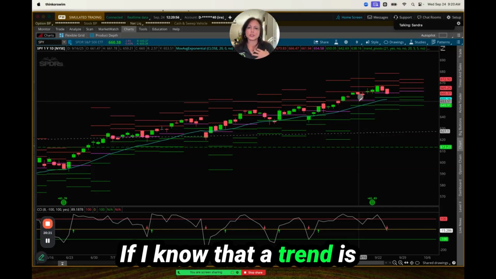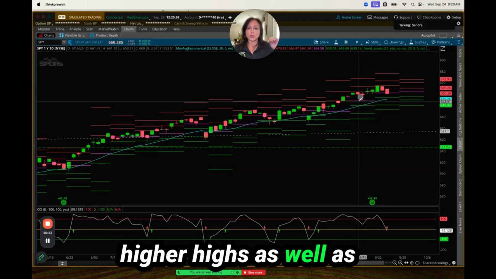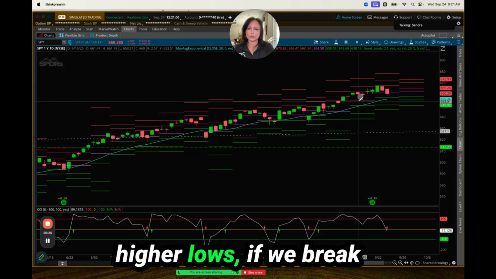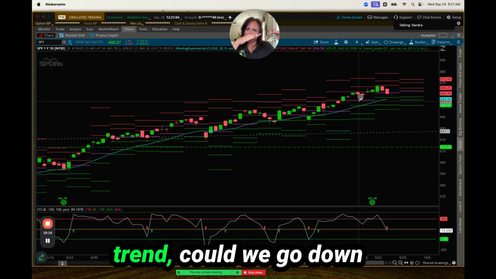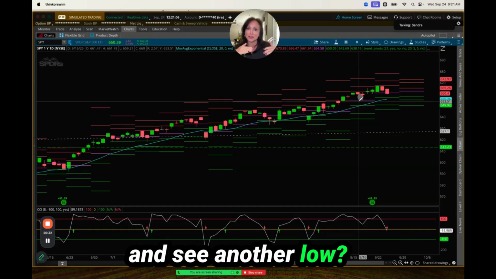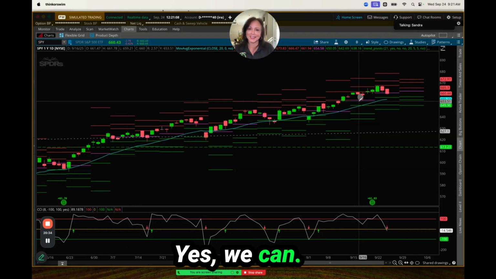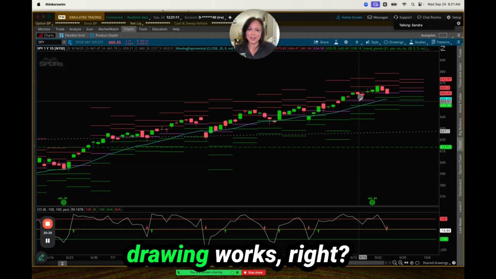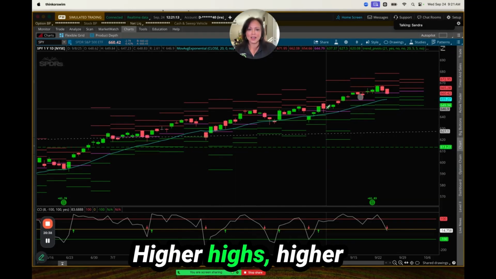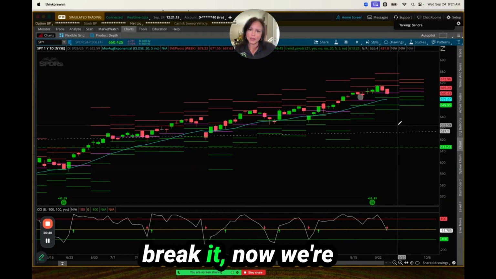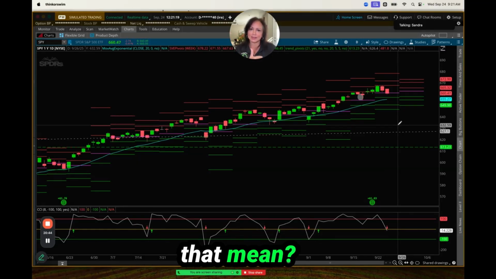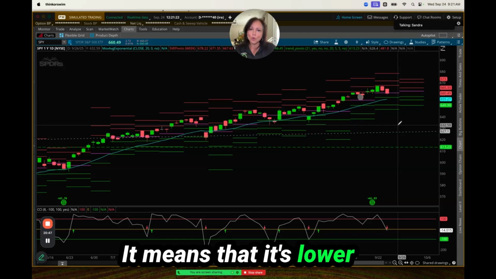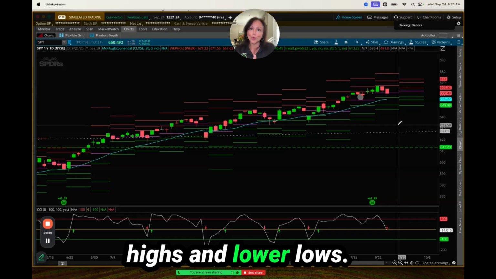If I know that a trend is higher highs as well as higher lows, if we break the first low from that trend, could we go down and see another low? Yes, we can. That's how the drawing works, right? Higher highs, higher lows, but when we break it, now we're starting to downtrend. And what does that mean? It means that it's lower highs and lower lows.